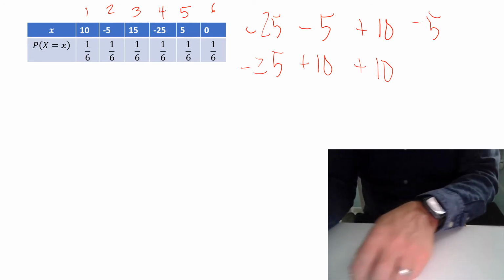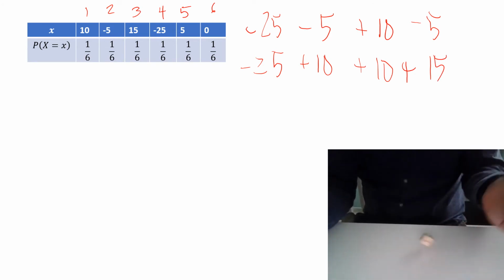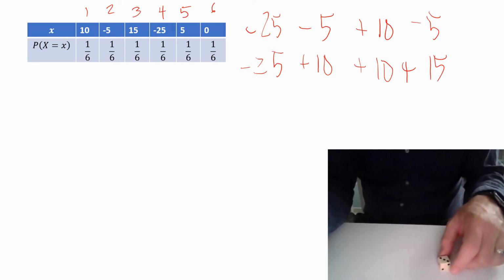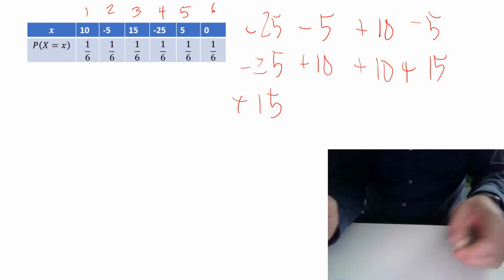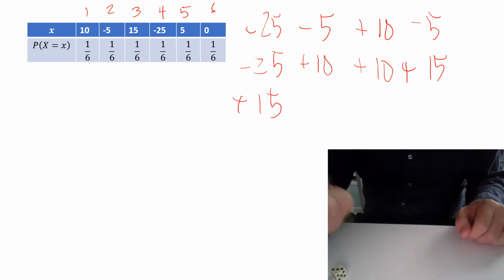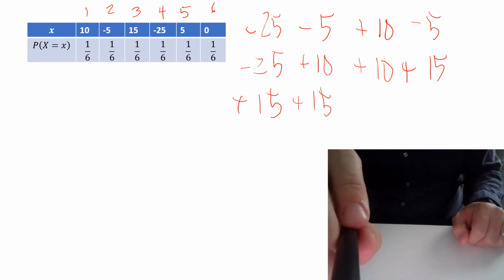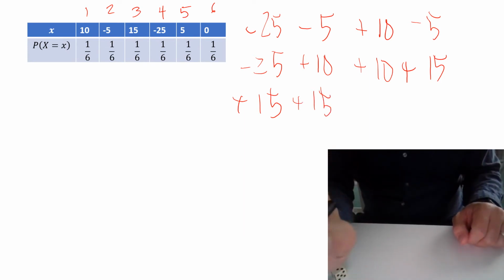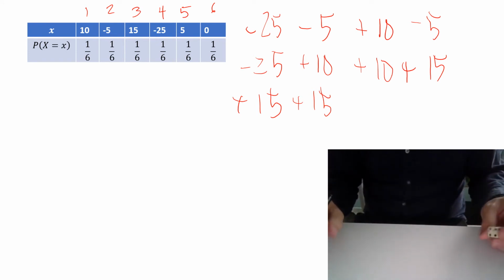A 3, so you get 15 points. A 3, so 15 points. A 3, so 15 points. Let's see here, you got 1, 2, 3, 4, 5, 6, 7, 8, 9, 10. So we have 2 more rolls. So let's hope that we can get some more points going here.